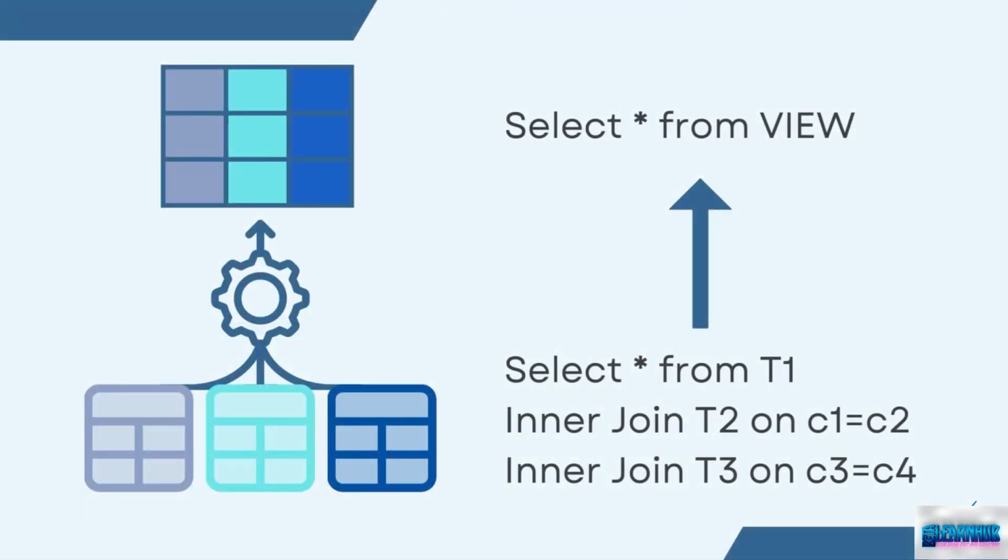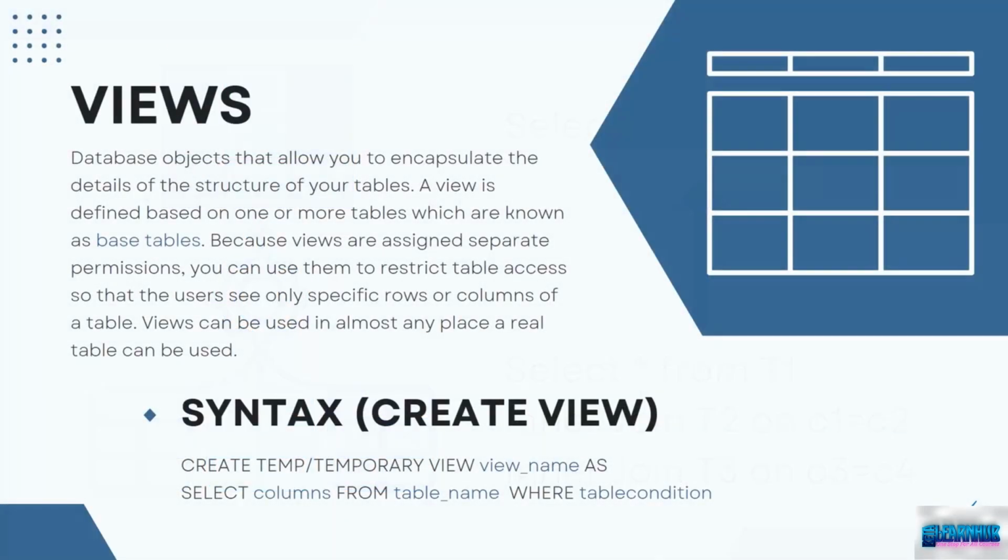If you have a regular extract of data from a complicated join query that needs to be checked every day, you can store the query into a view to save time in typing the script. Instead of having to type the long script each and every time you need the data, you can simply call the view. Views are database objects that allow you to encapsulate the details of the structure of your tables. The view does not store the data, but it simply stores the query.